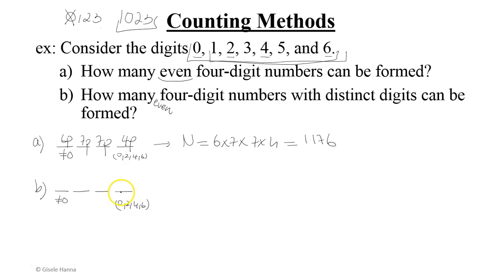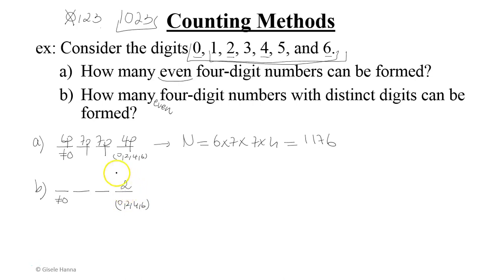So let's observe this for a second. Suppose that for the last digit I chose the digit 2 from this list of 4 digits.